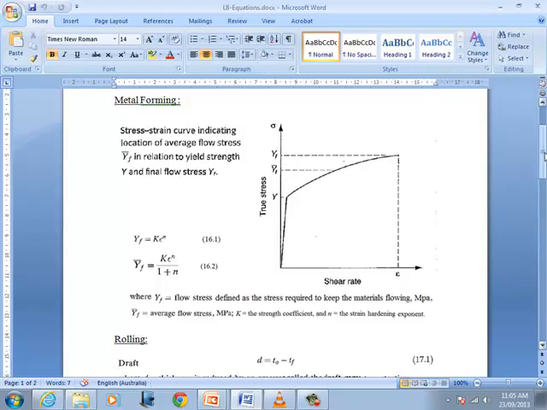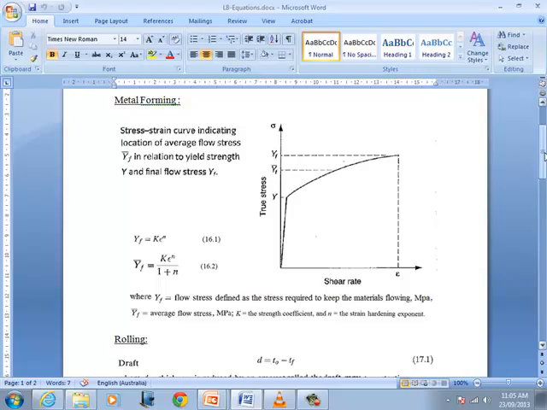Final flow stress, YF, which is this. Indeed, the behavior of the material in this region is represented by this simple equation, which I have taken from chapter 6. This is chapter 16. The lecture which I am talking about is explained in chapter 17. However, I have taken these two equations from chapter 16 in order to be able to continue with what is being presented in this lecture.